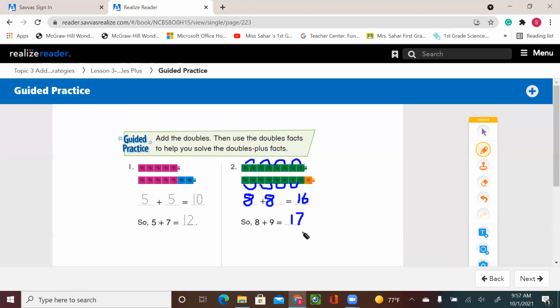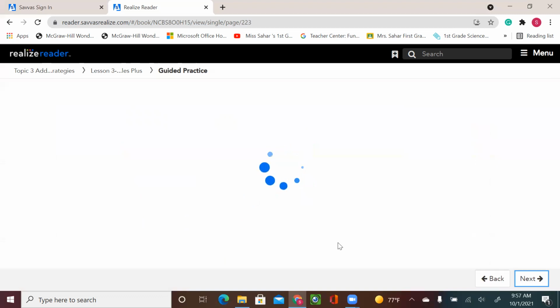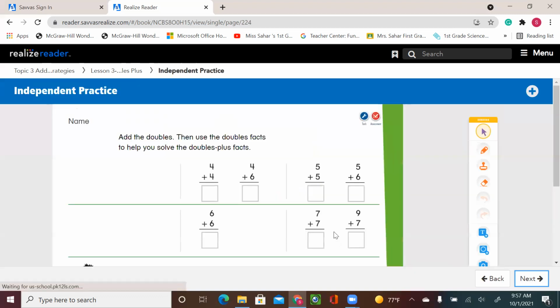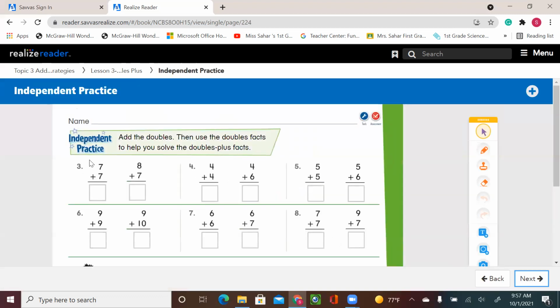Remember, it's all what you need to do. Just work hard with your doubles facts, and then you're going to find that near doubles or doubles plus are really easy. Let's do one more exercise. Page 123, question number 3. 7 plus 7. I still have to add the doubles, then use the doubles facts to help to solve the doubles plus facts or near doubles.